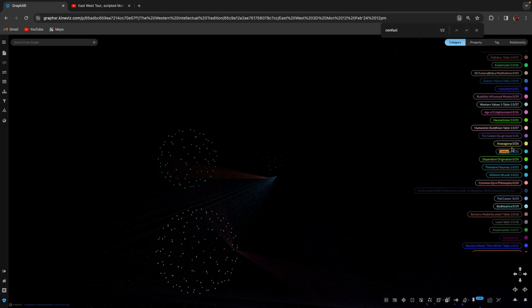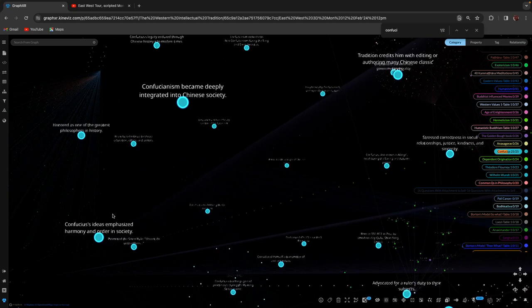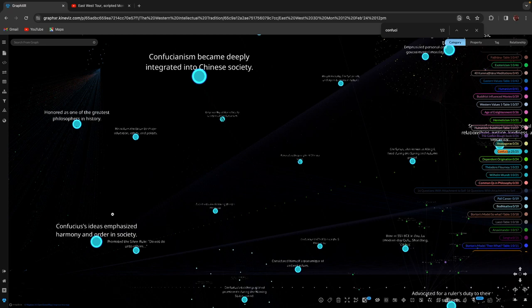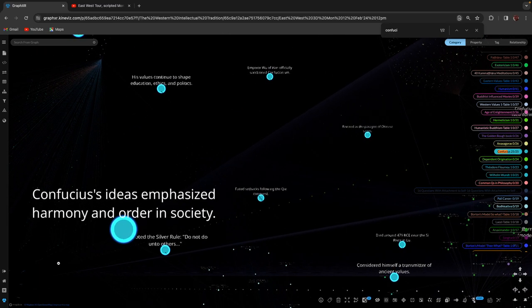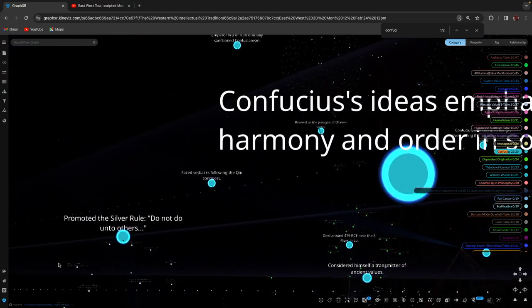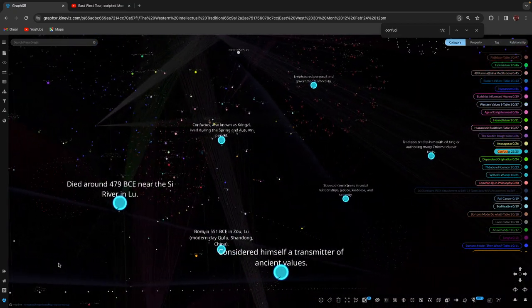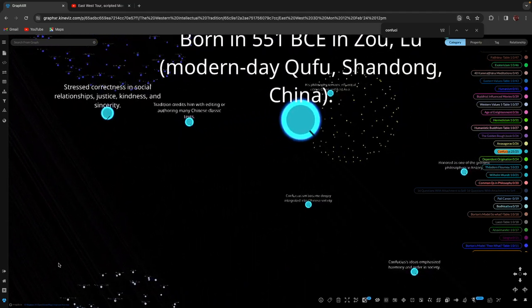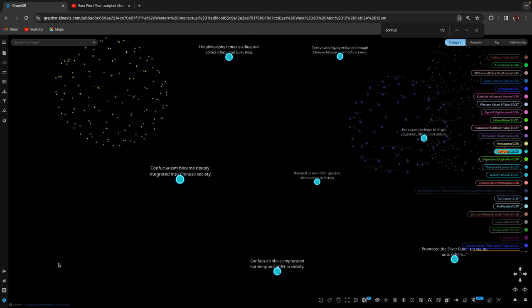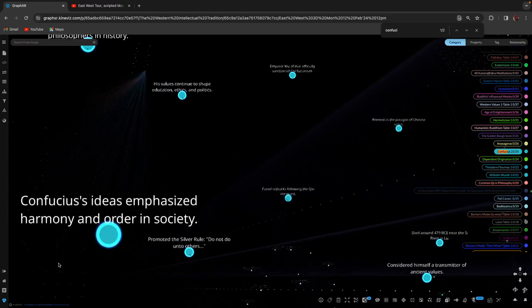And just some broad introductory facts. So yes, Confucius as it's spelt is a very anglicised version. Confucianism, very influential in Chinese society, and Confucius's ideas emphasised harmony and order in society. He promoted the silver rule: do not do unto others what you wouldn't want to have done to yourself. And he considered himself someone who was transmitting ancient values forward and protecting them. So he stressed correctness in relationships and roles, like father to son, son to father, father to wife, younger brother to elder brother, and siblings.